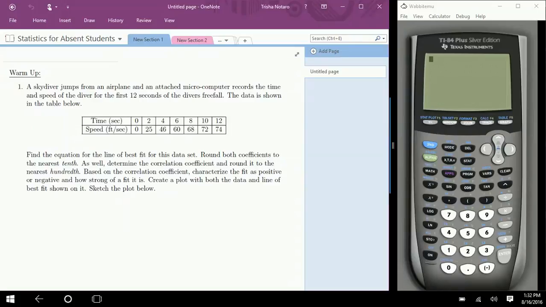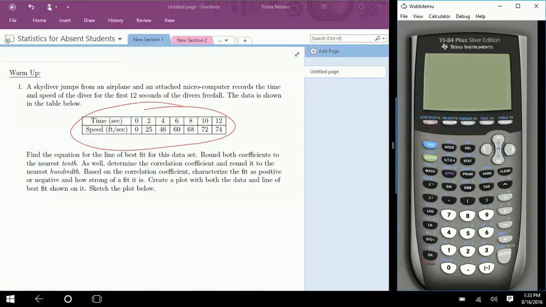Now, correlation coefficient is what we learned about yesterday. The correlation coefficient tells us whether this data set is good or bad. So we are going to use the calculator on the right-hand side. My calculator is turned on.